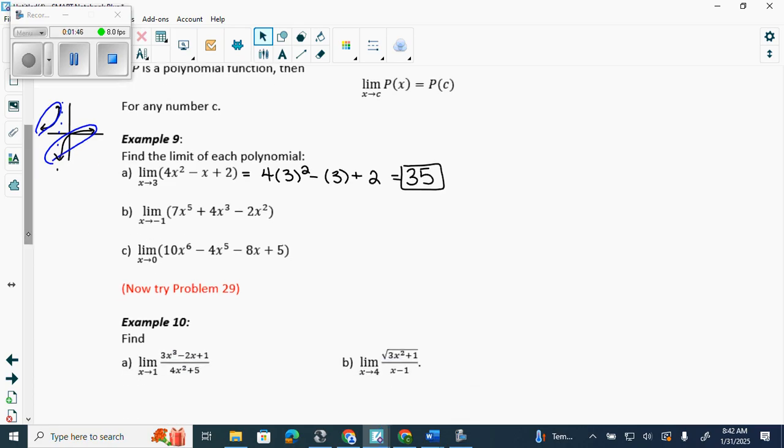So we plug in -1. We get 7 times -1 to the 5 plus 4. This is a quintic function, so we can plug it in. There's 2 times -1 squared. And so we're going to get -1 to the 5 is -7. -1 cubed is -4. -1 squared is positive, minus 2. So we get -13.